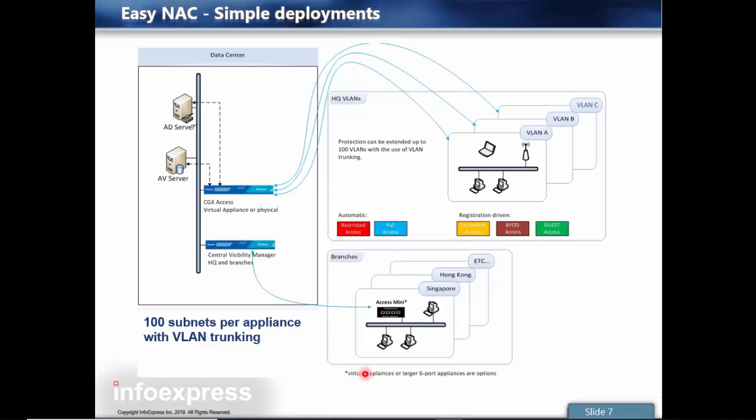If you're in a distributed environment, you can consider adding an Access Mini appliance at your branch locations and then centrally managing those appliances with the Central Visibility Manager. There's a number of different options we have for branch offices, so check with us what might be the most cost-effective for your deployment.